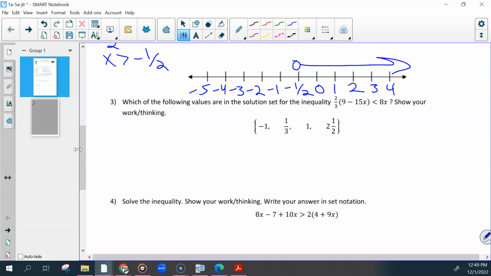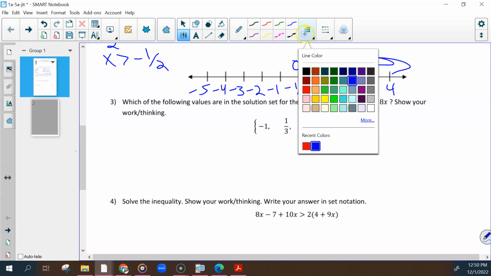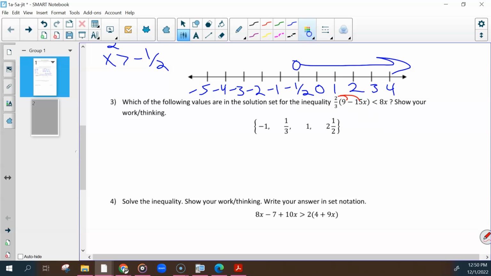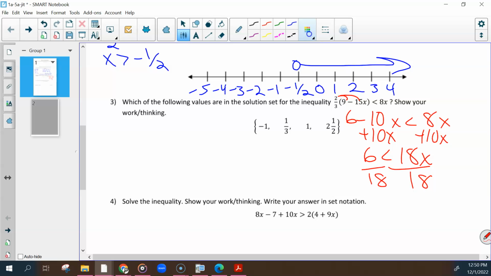Number 3 is asking which of these fall in the solution set. So you would have to solve this first. So this would be 6 minus 10x is less than 8x. Get all your variables on the same side. And divide, again getting a fraction. So from the answer choices, look and see which ones are greater than 1/3.